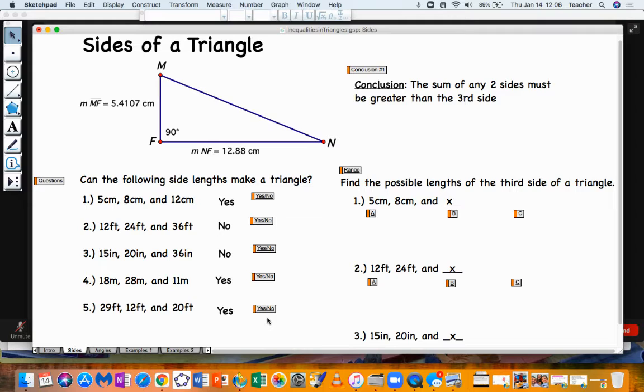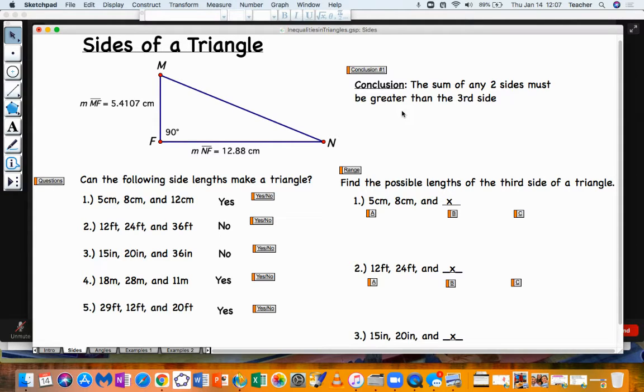Okay, so a second way they're going to ask this is, using this idea, what are the possible third side lengths? So if I have 5 and 8, we know 12 works, right? It's the same question. 5, 8, 12 was a yes. But what can be the minimum number and what can be the maximum number? That's going to give me the range of the possible lengths of the third side of the triangle.